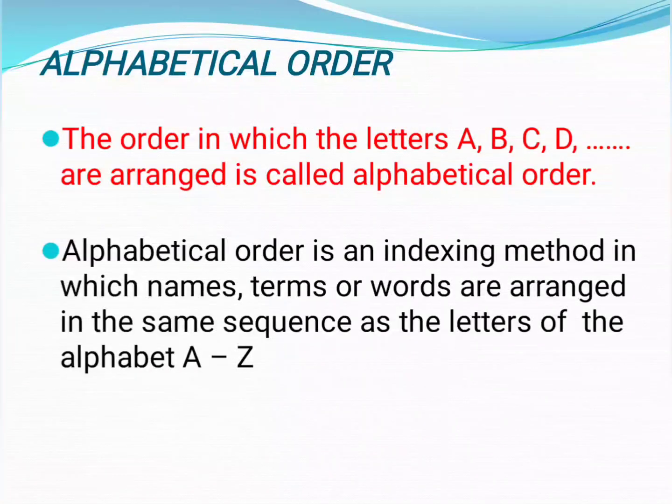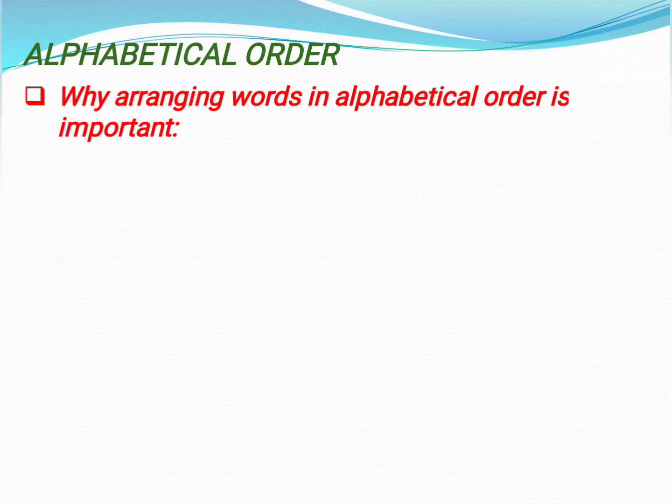or we can say alphabetical order is an indexing method in which names, terms or words are arranged in the same sequence as the letters of the alphabet A to Z. Alphabetical order is very important to perform various tasks.